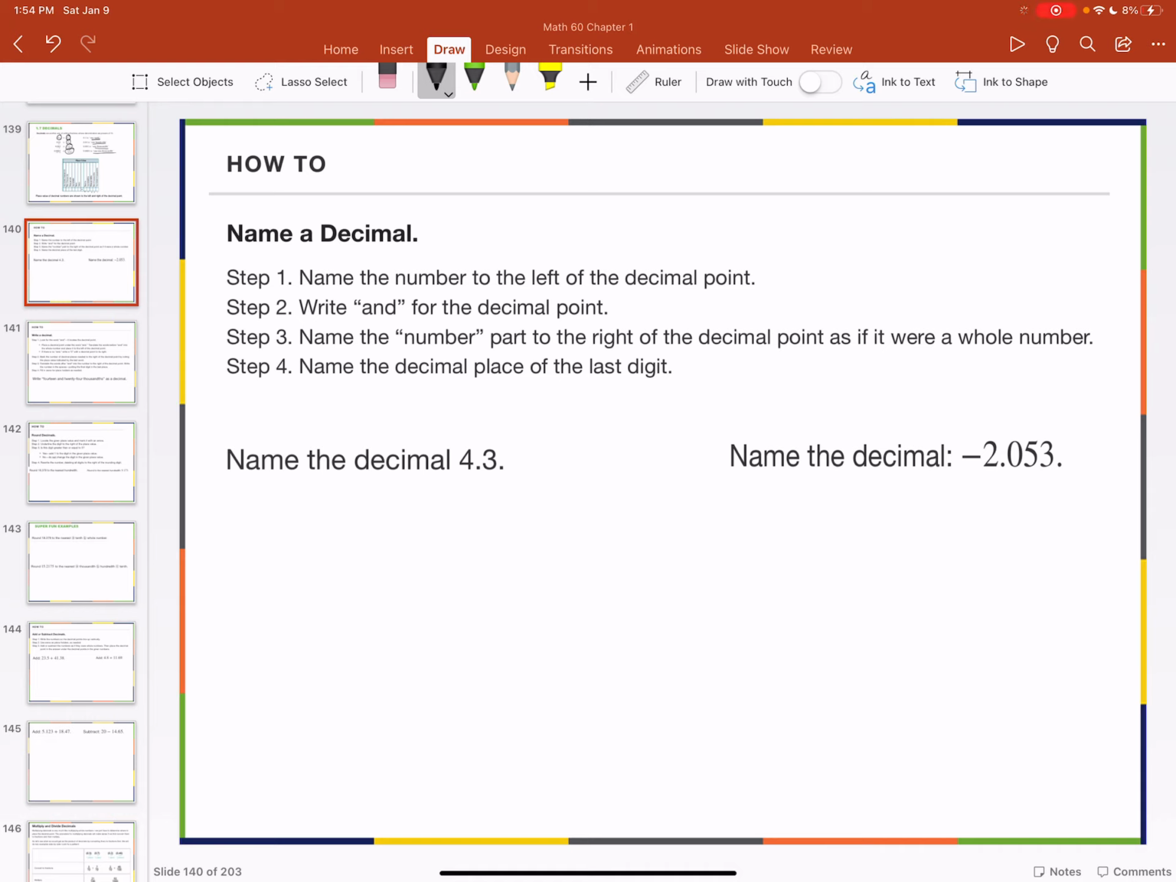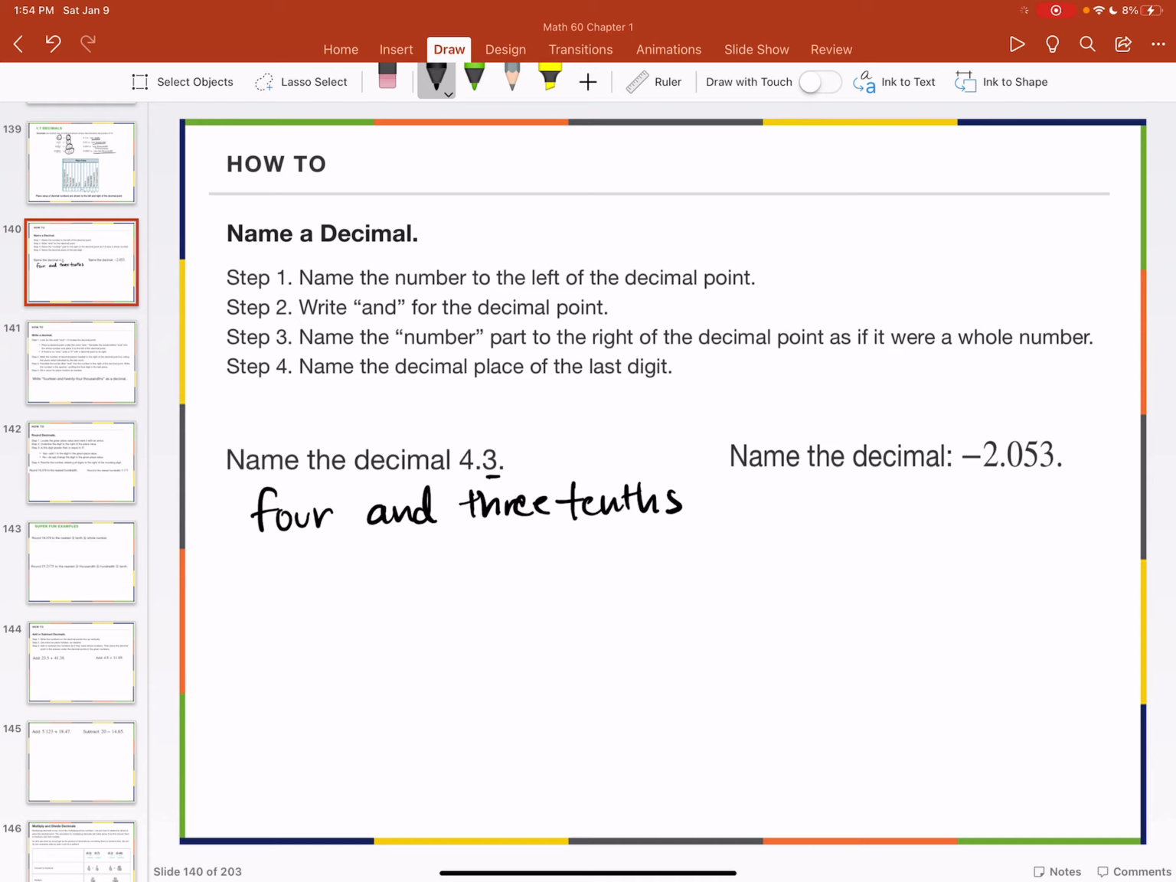We name the number to the left of the decimal point. We write "and" for the point, and then we name the number to the right, but we name the decimal place of the last digit. So this would be 4 and 3/10, because it's in the tenths place.